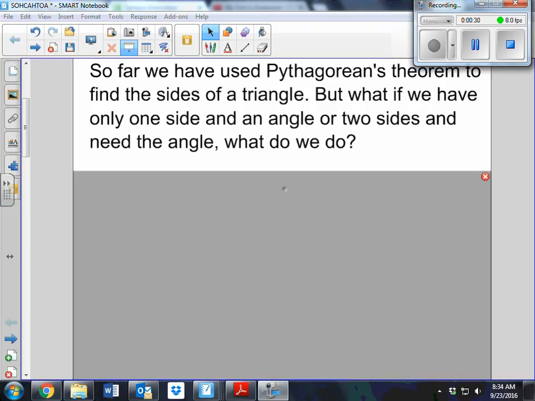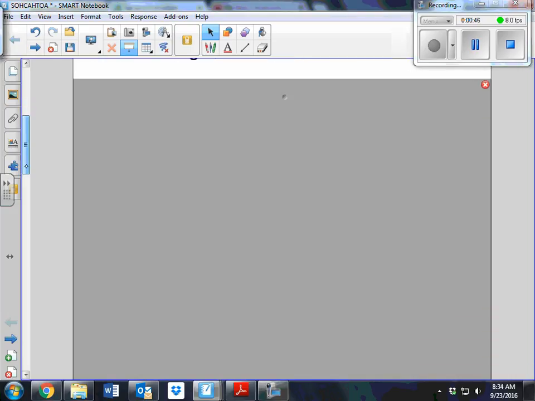But there are cases, and soon we're going to encounter them, where we have two sides and we need to figure out the angle, or we have an angle and a side, and we need to figure out the other side of the triangle. So in that case, what do we do to figure that out?